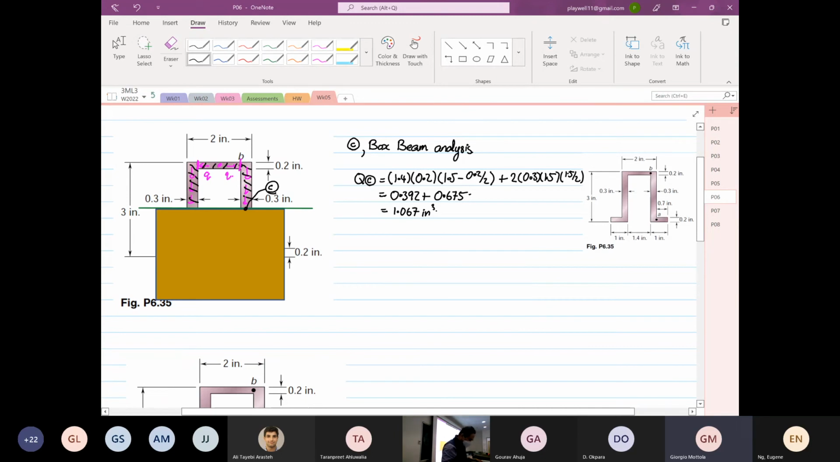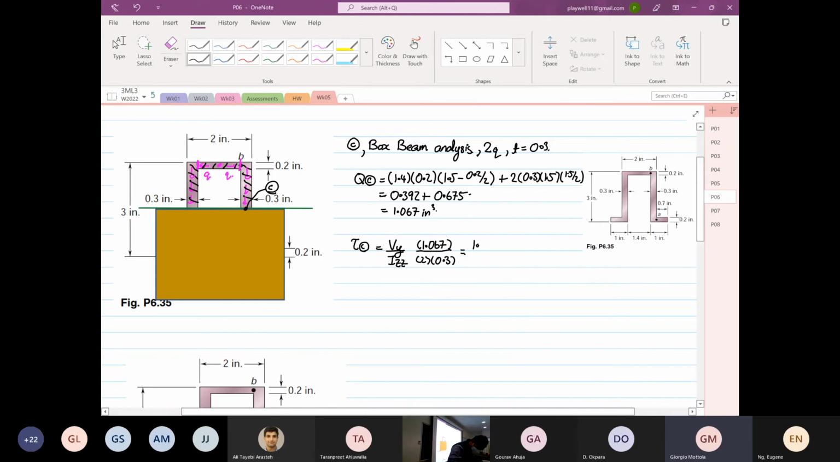So we can see that the first moment of area at point C is greater than at point B and point A. However, you have more thickness down here. So you have to find the shear stress at point C, which is equal to Vy over Izz. Because it's a box beam, it is 2Q, and the thickness is 0.3. So you have 1.067 divided by 2 divided by 0.3, which is equal to 1.778.